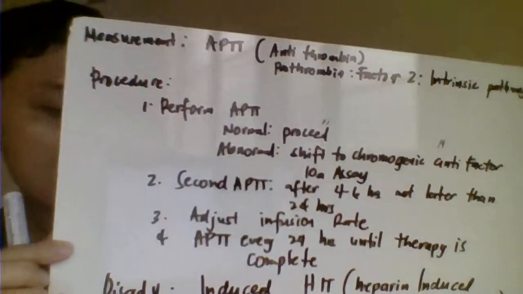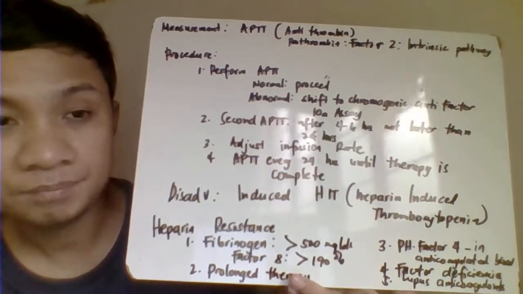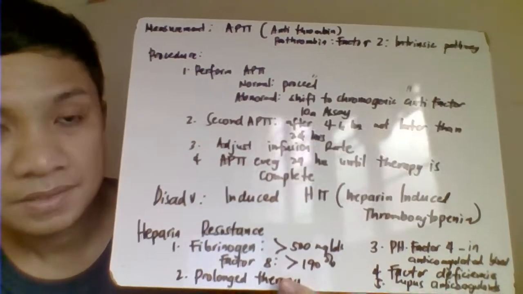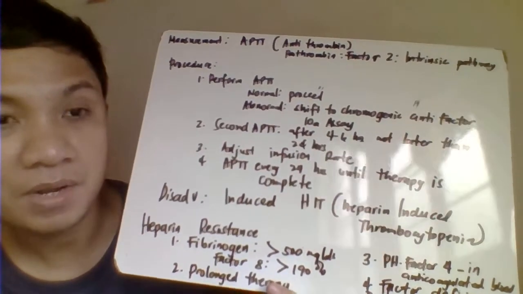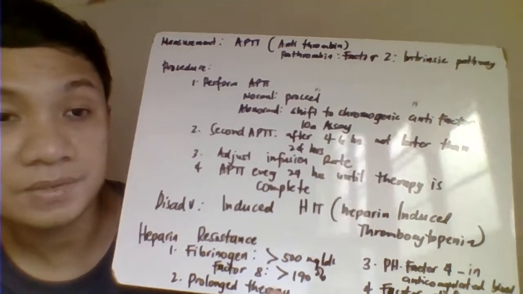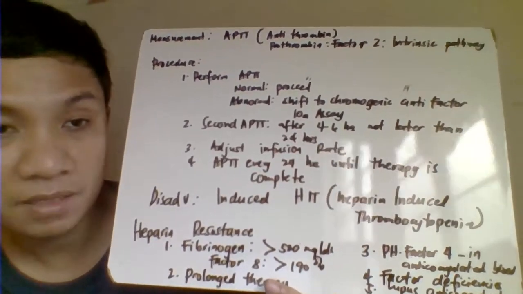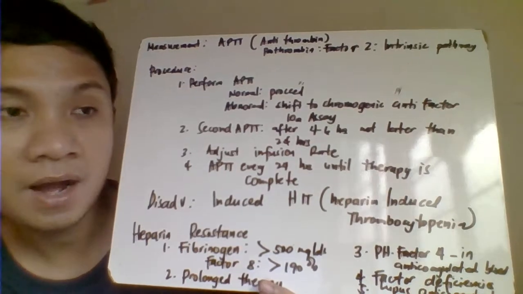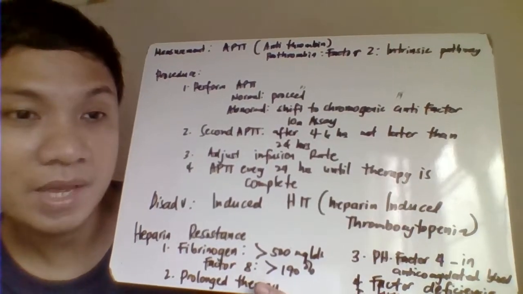Okay, then we have also here the measurement of our patient on the heparin therapy. So we use here the APTT, not your prothrombin time, because remember the activity of your heparin is directed towards your factor 2. And your factor 2 belongs to your intrinsic pathway. And therefore, although your factor 2 belongs to your common pathway, tama ba?